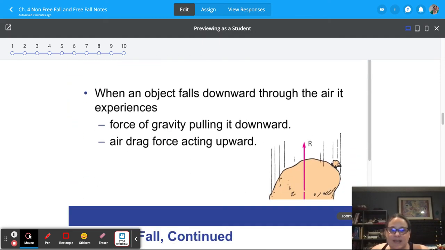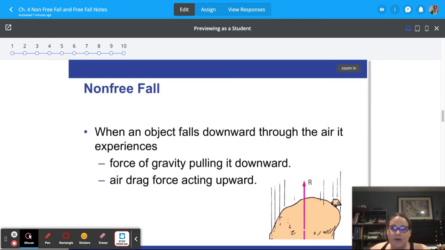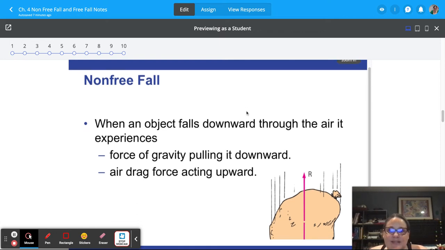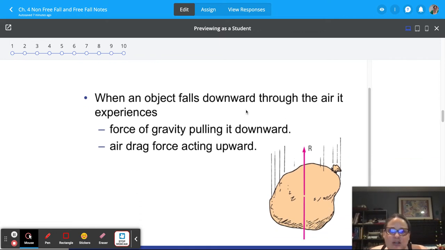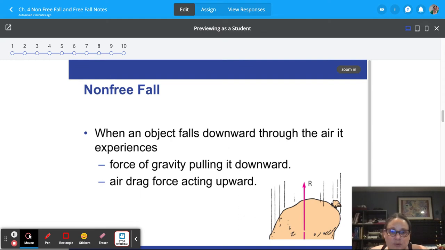All right, so that's the end of the first handout. The second handout is non-free fall, and we'll be just talking about the distinctions there. So we're essentially introducing friction here, friction being the opposing force to gravity.